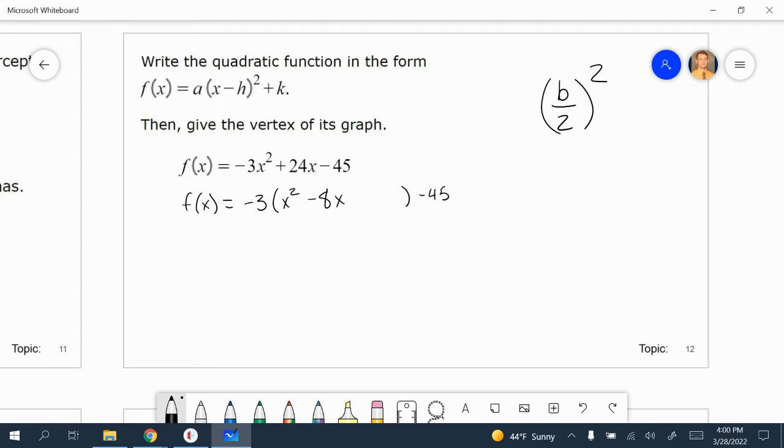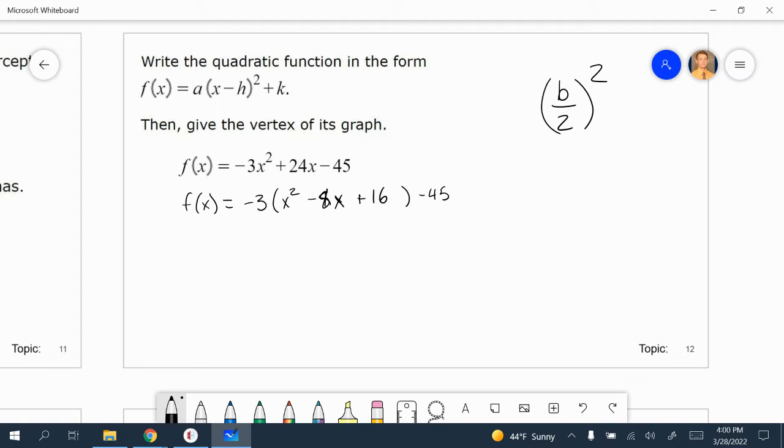My b value is a negative 8. I'm taking this current b value, which is negative 8, and I'm going to divide it by 2, which makes negative 4. I'm going to square it. That makes 16.